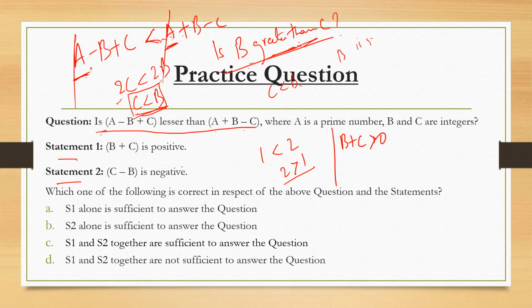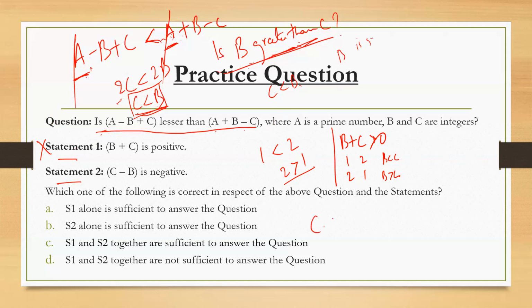So here you have what? B plus C is positive, right? That is B plus C is greater than 0, right? Now, if it is greater than 0, what can we say about the nature of B and C? Is it greater or less? We cannot say, right? For example, here it could be 1 and 2 or 2 and 1. That is 1 plus 2 is 3, which is greater than 0. 2 plus 1 is 3, which is again greater than 0. So here we are getting B is less than C. Here we are getting B is greater than C. So statement 1 alone is not sufficient to answer my question, to find out this relationship.